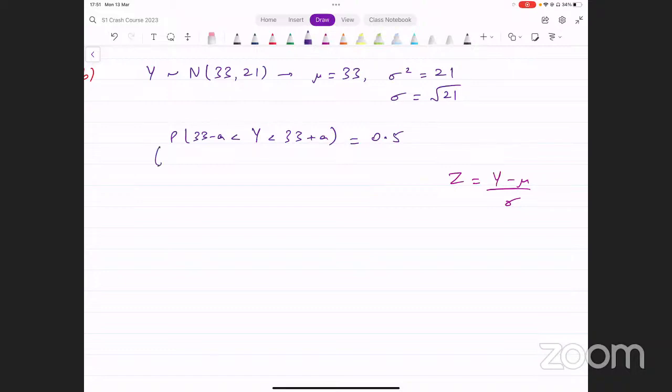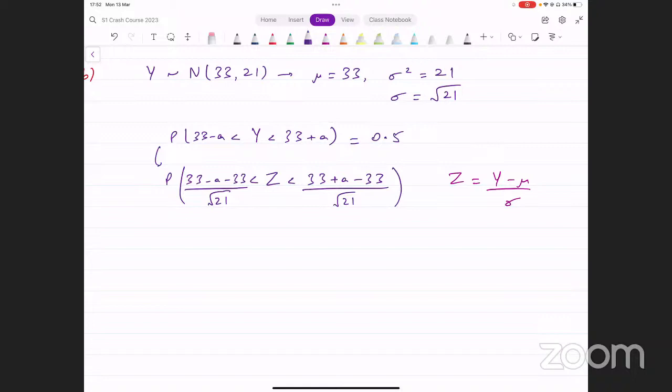We could write this as the probability of Z between Y minus mu. See, Y here is 33 minus A. Minus mu. What's mu? Mu is 33. So we have 33 minus A minus 33 divided by sigma. Sigma is square root of 21. On the right side, we have 33 plus A as the value for Y. So it becomes 33 plus A minus mu. Mu is 33, divided by sigma. Sigma is square root of 21.